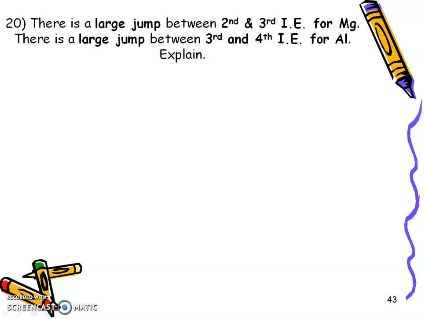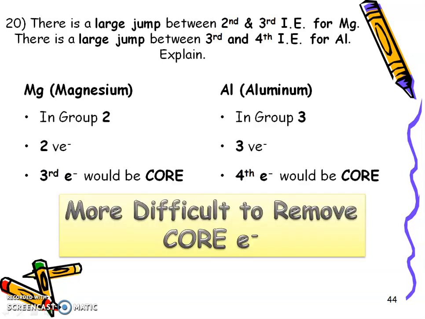20. Hopefully you paused. Again, you found them on the periodic table, and this hopefully makes sense about your valence electrons versus core electrons. So how many valence electrons each of these atoms has is going to help us understand the value of ionization energy.